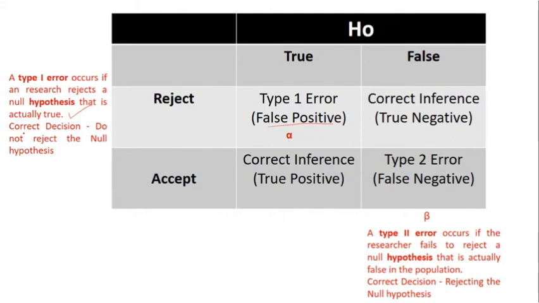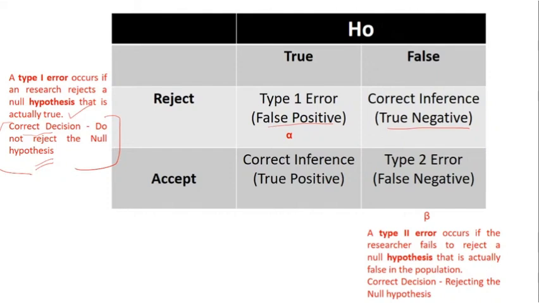So here the correct decision would be do not reject the null hypothesis. You may get a statement asking what will be the correct decision in such type of cases. So it is do not reject the null hypothesis. Now when we come up with a correct conclusion or inference, it is called true negative. It is actually true but it is rejected, so such type of error will be called type 1 error.